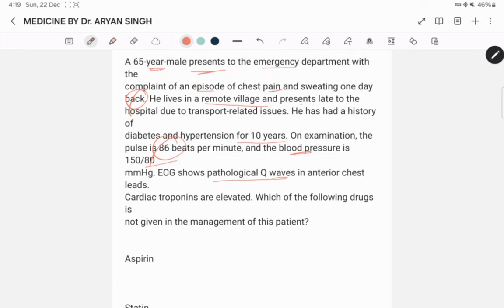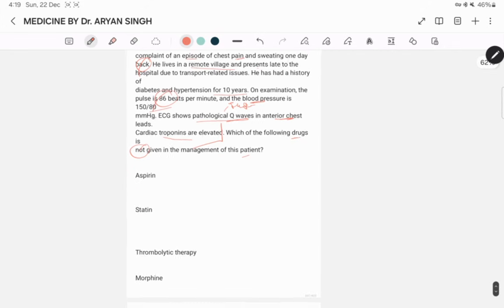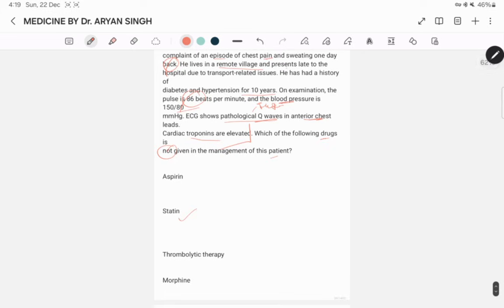ECG shows pathological Q waves in the anterior chest leads, and cardiac troponins are elevated. Which of the following drugs is not given in the management? Aspirin, statin, thrombolytic therapy, and morphine. Here the best answer is thrombolytic therapy.